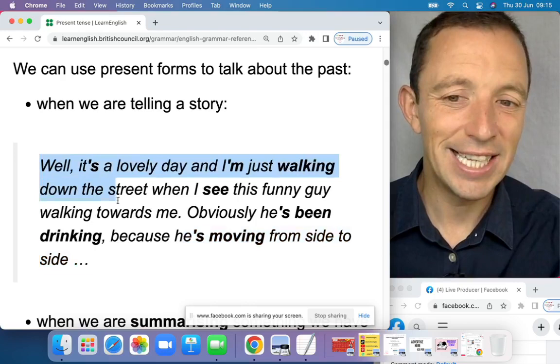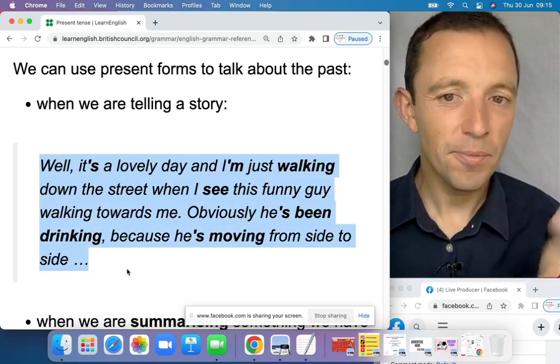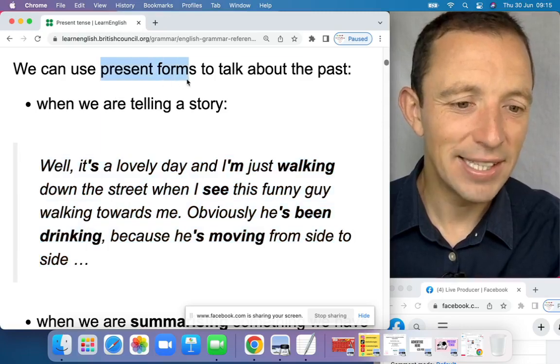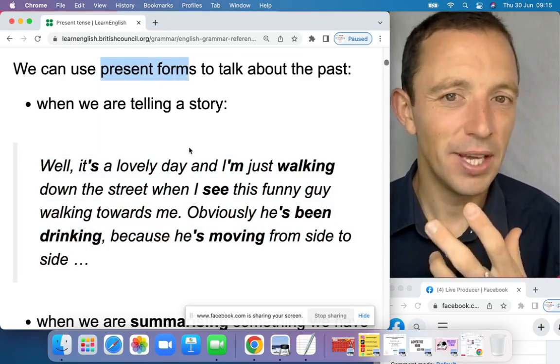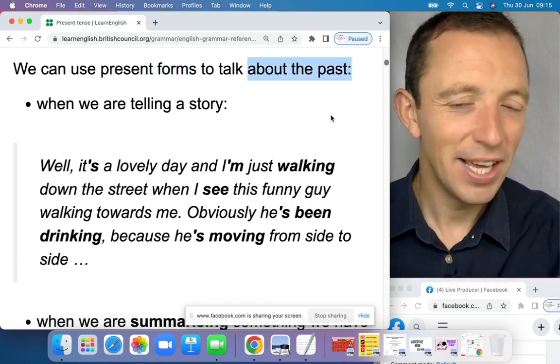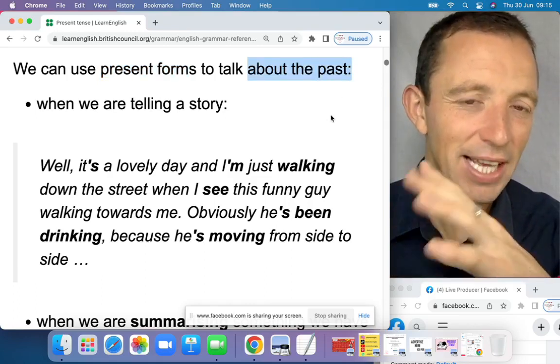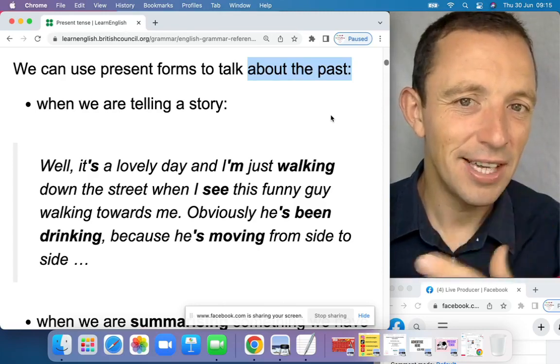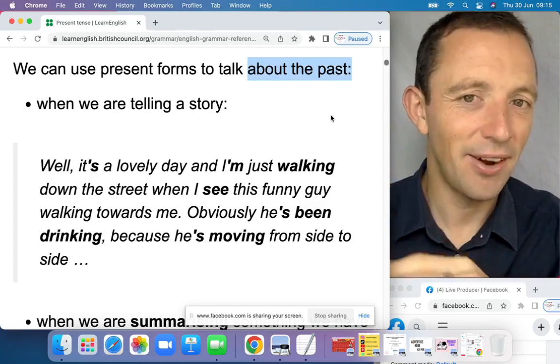So this is telling a story. And the verbal tenses are in the present forms, even though we are speaking about the past. This is advanced. It's a little difficult to understand, maybe, but let's keep an open mind for this particular lesson.